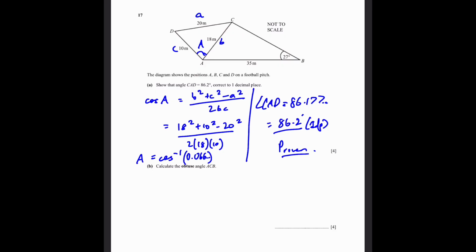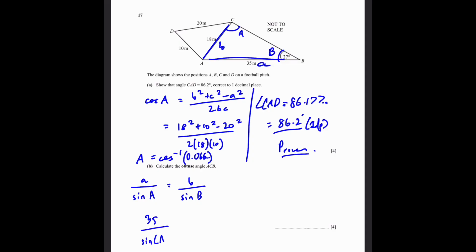So this time, let's erase this. This angle here, let's assume as A. This angle here, let's assume as B. Let's assume this is side B. Let's assume this is side A. Of course, we are just assuming this. This does not really matter. We just need it to substitute into our sine rule formula. So A by sine A is equal to B by sine B. And here, let's just substitute the values. 35 by sine of the angle which we want, which is angle ACB, is equal to the side length B, 18, by sine of 27.